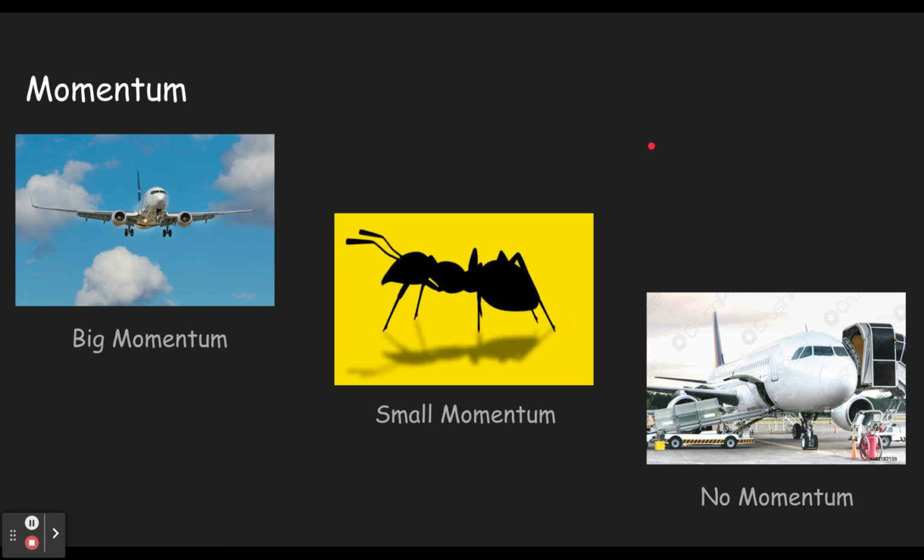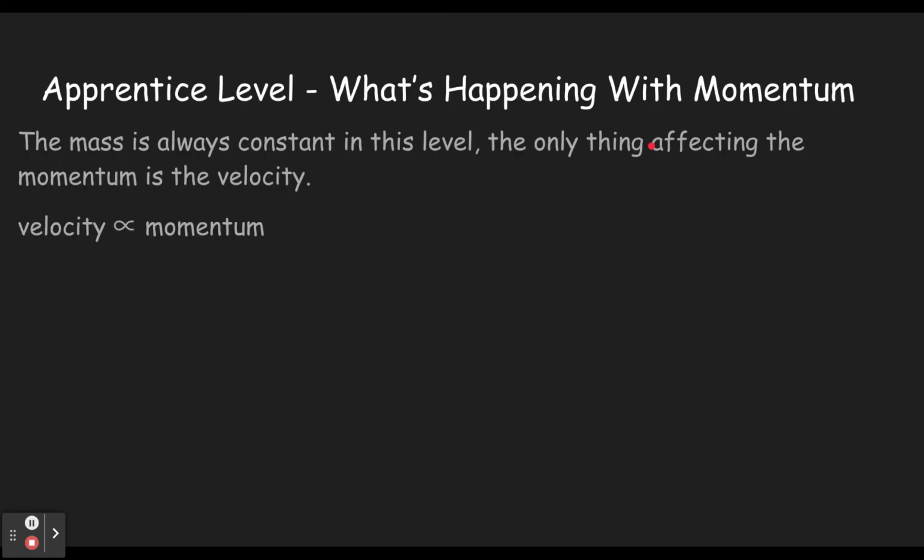If you had something moving without any mass, it would have no momentum also. But I don't know of anything like that because light, even though it has no rest mass, has mass when it's moving. That gets beyond where we need to be right now. Let's move on to the apprentice level.